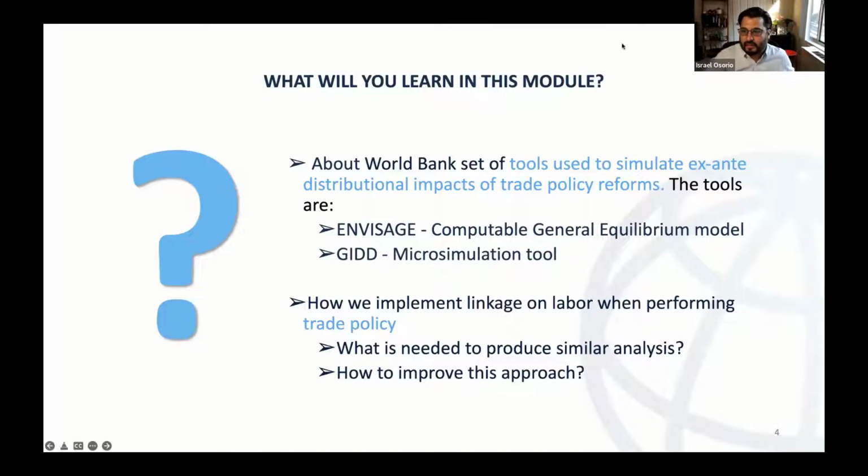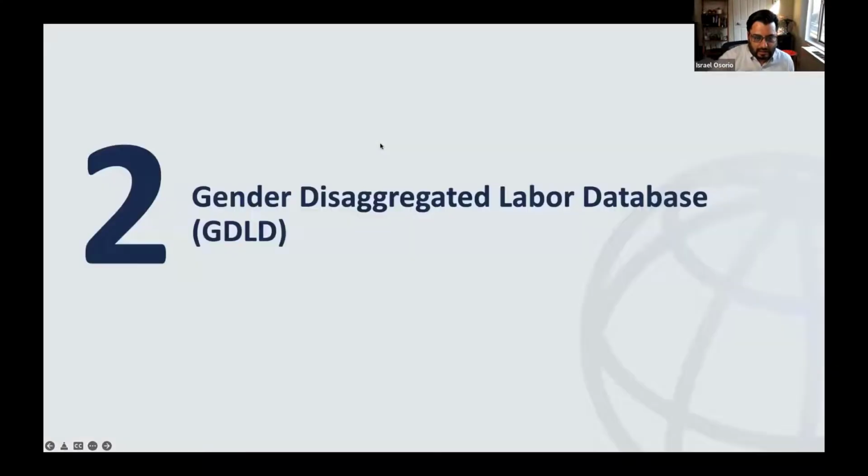So as I mentioned, we are going to discuss these three parts, the Envisage and the GIDD model, and I'm going to focus on what is needed, specifically if you want to replicate this type of analysis in a given country. So the first part is about what we call the gender disaggregated labor database.